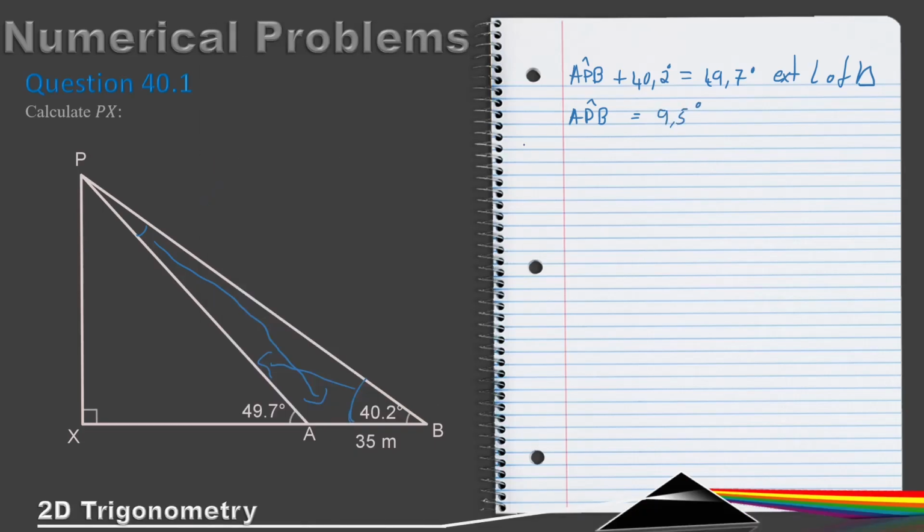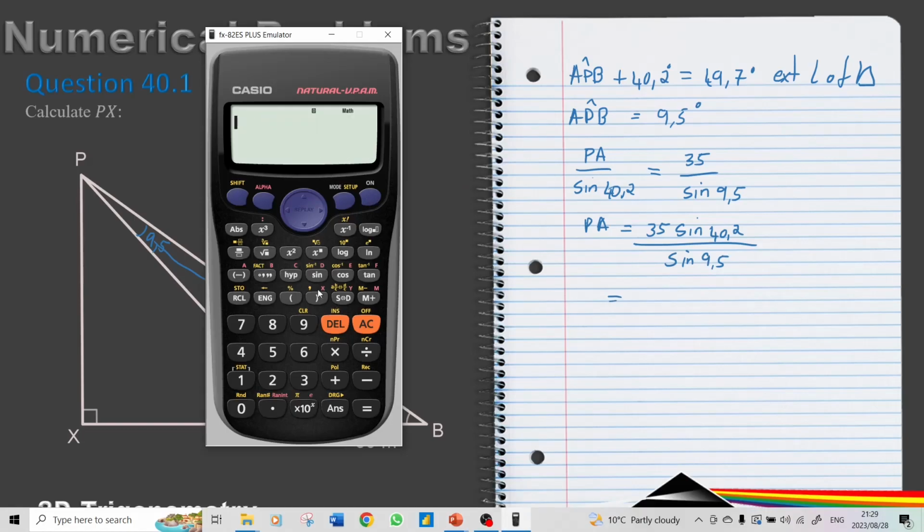Okay, now that we have that, this is 9,5. So we have the side opposite the angle, so we can use sine rule. So PA over sine of 40,2 is equal to this side 35 over sine of 9,5. Okay, then I'm just going to use cross multiplication. So PA is equal to 35 sine of 40,2 over sine of 9,5, and then just do substitution there, or actually just type it into the calculator.